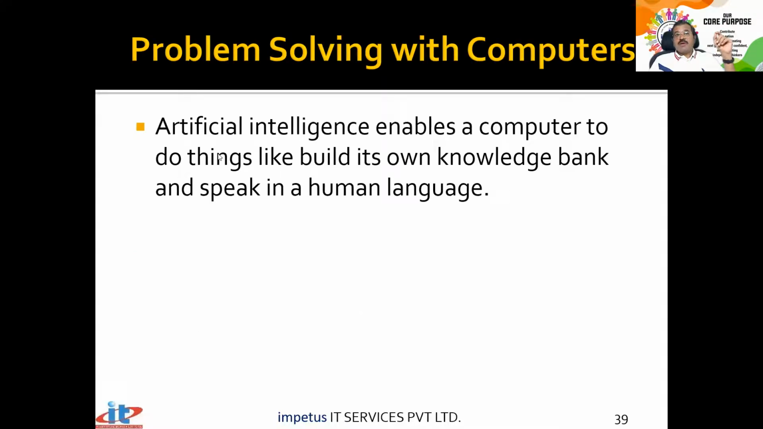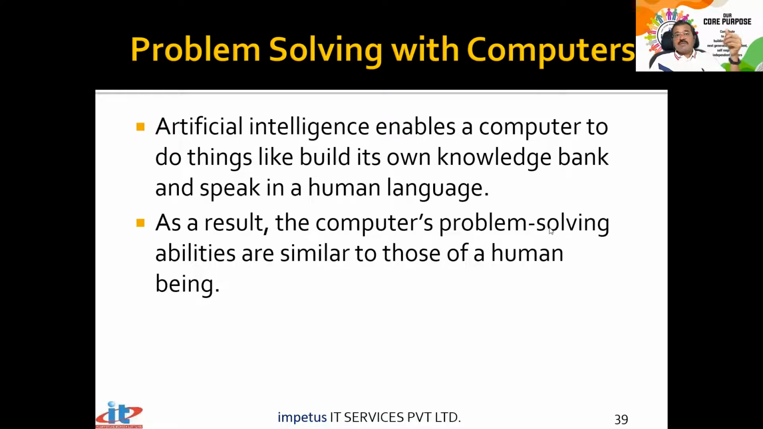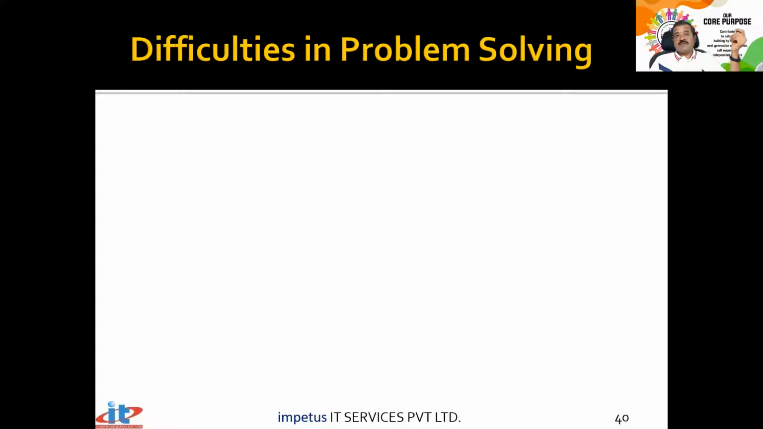Artificial intelligence enables a computer to do things like build its own knowledge bank and speak with human language. It builds its own knowledge bank based on experiences, on how many operations it does. As a result, computers' problem-solving abilities are similar to those of human beings. They start working like humans. Although we are still smarter than the machines, they start thinking like humans, and they build their experience based on their past things that have happened with it.